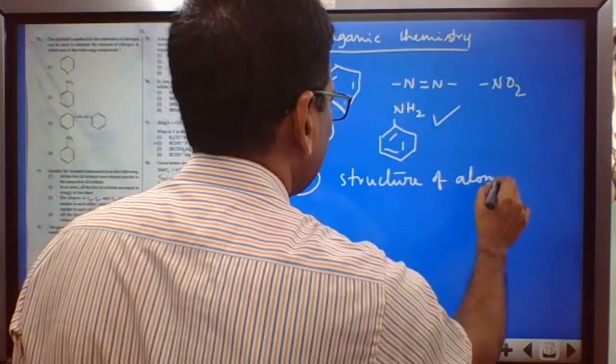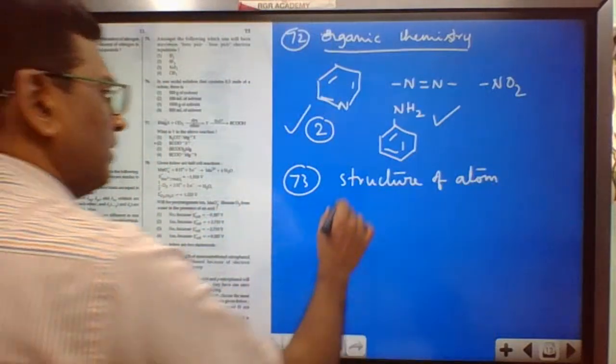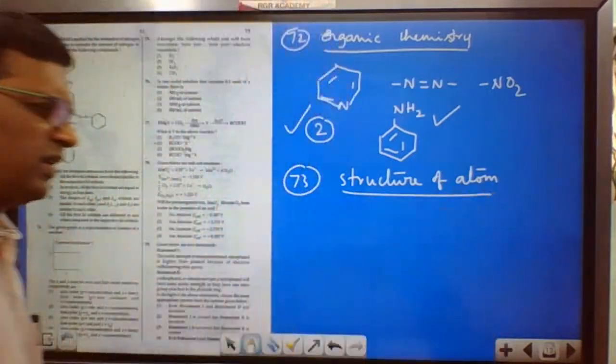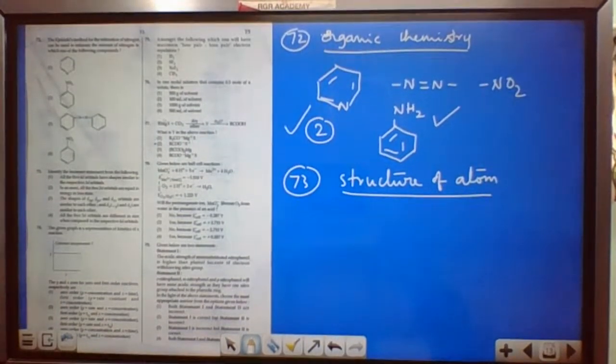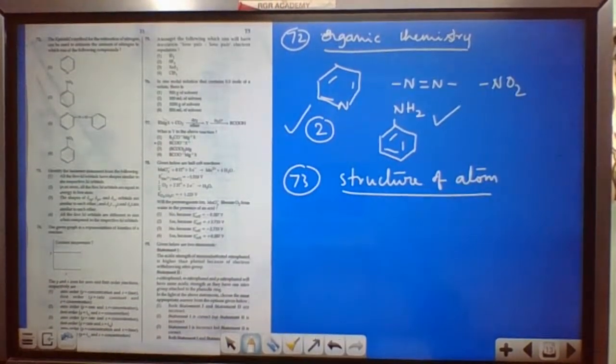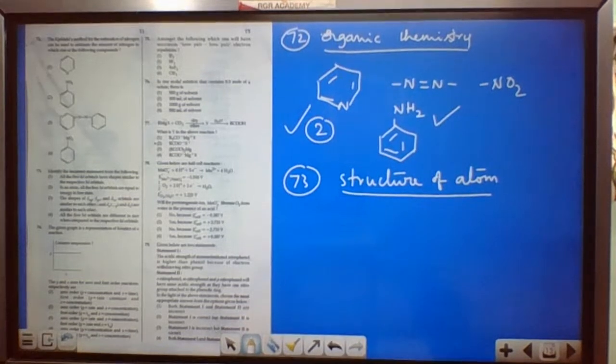So this is a little tricky question. In my opinion, it's a tough question for the average and above average students. It is a good question for the intelligent students. Again, it is a statement type question. Identify the incorrect statement from the following.